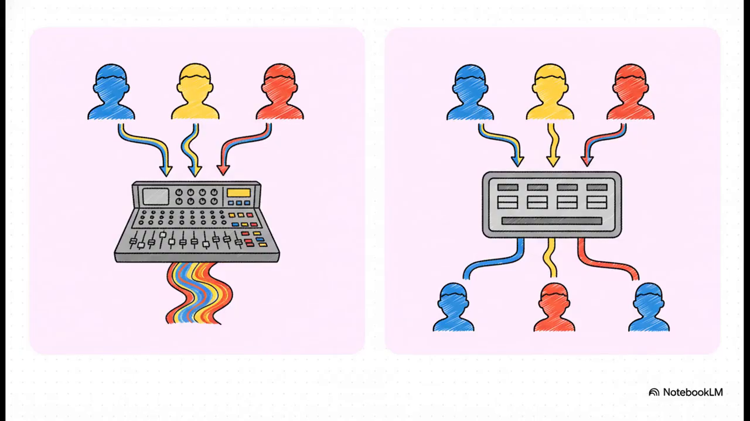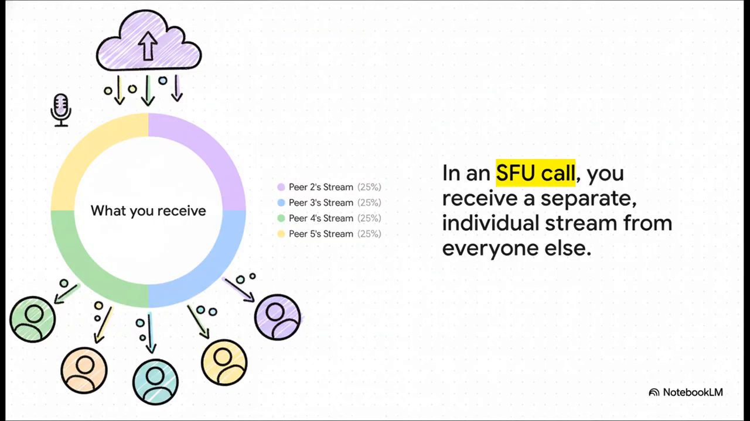So here's the core difference right here. The MCU's job is to mix everything together. It does a ton of processing. The SFU's job is just to forward. It does almost no processing at all. It just acts as a traffic cop, a central hub that receives streams and sends them right back out. So think about this from your computer's point of view. In an SFU call, you send your one stream up to the server, but you don't get one big combined stream back. Nope, what you get back is a separate, individual stream for every single other person on the call. The server is just forwarding them all to you.